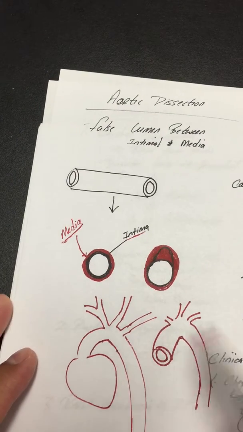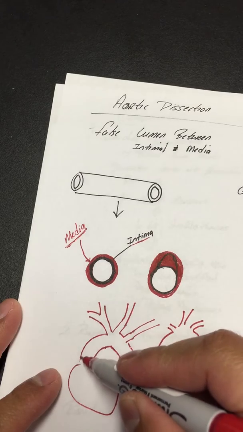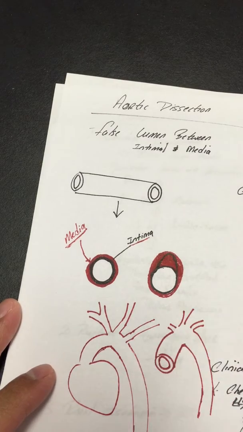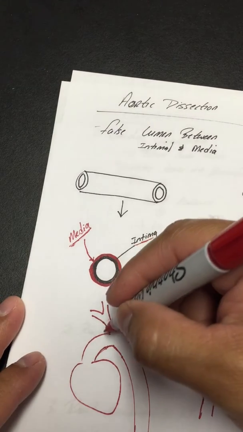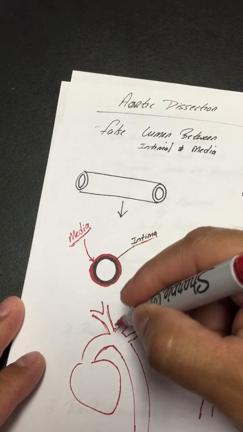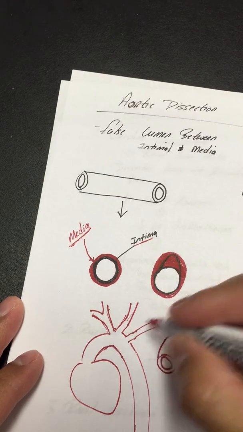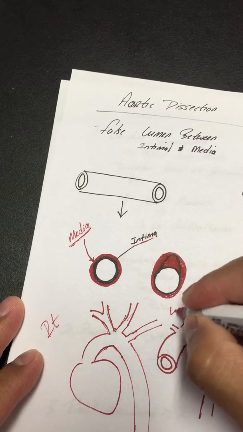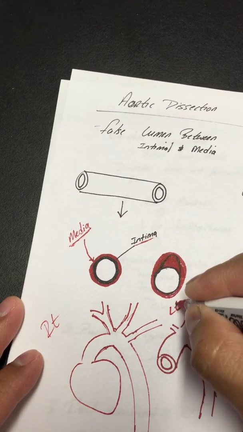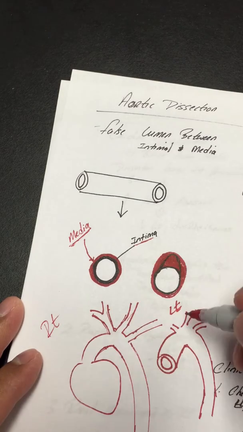Here I have the heart. Remember, the heart is going to ascend, so this could be known as the ascending aorta. It's going to branch off into a couple of different arteries: subclavian arteries, carotid artery. So this would be the right side of the patient. This would be the left side of the patient. This will all come into play here later on when we talk about our interventions and clinical manifestations. So this is right side, left side.